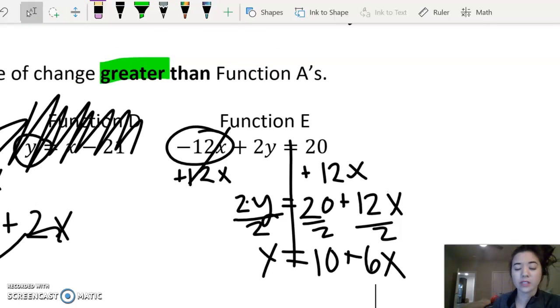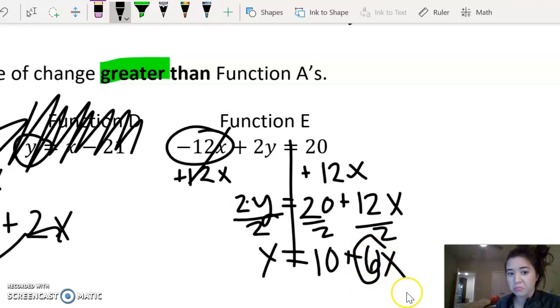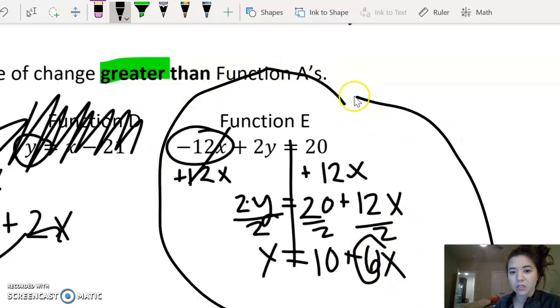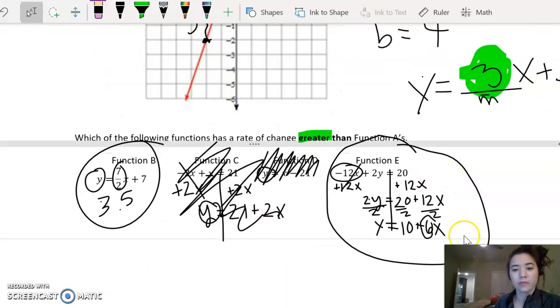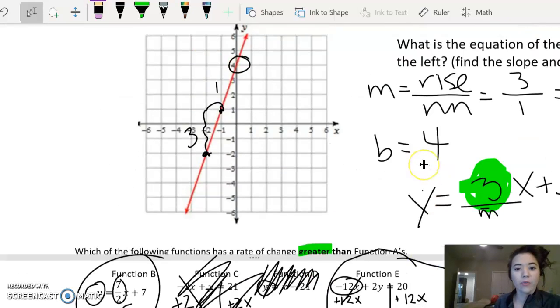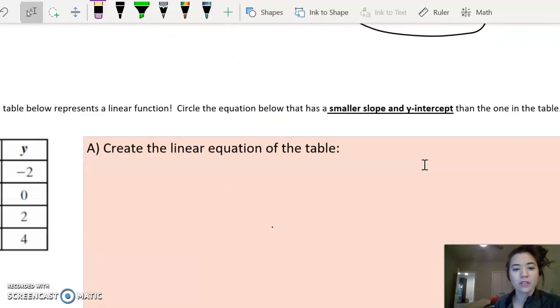All right, what's my slope of that one? 10 or 6? 6. Was that bigger than 3? Yeah. So we got 2 answers there that are bigger than 3. All right. We have one problem left.